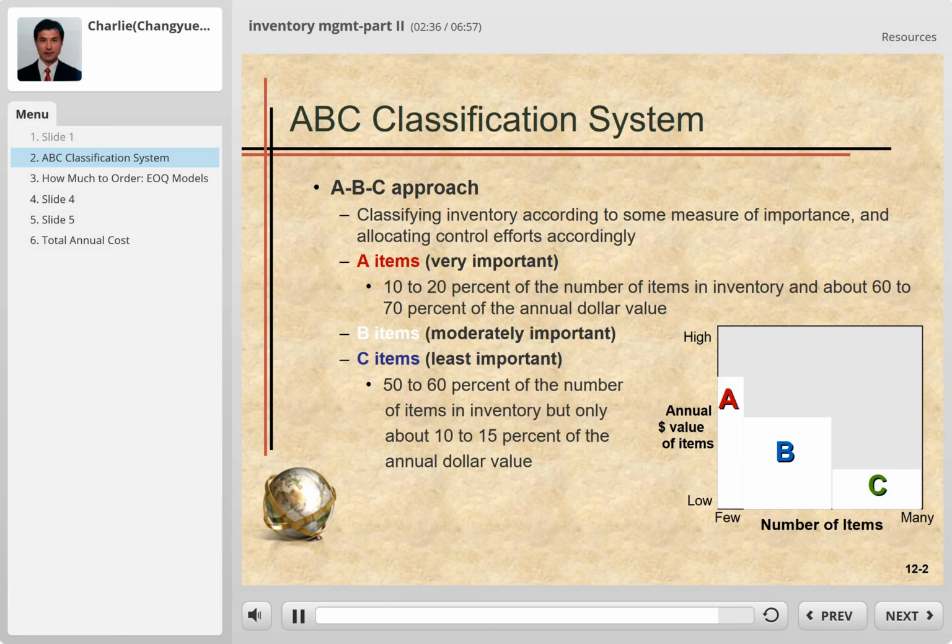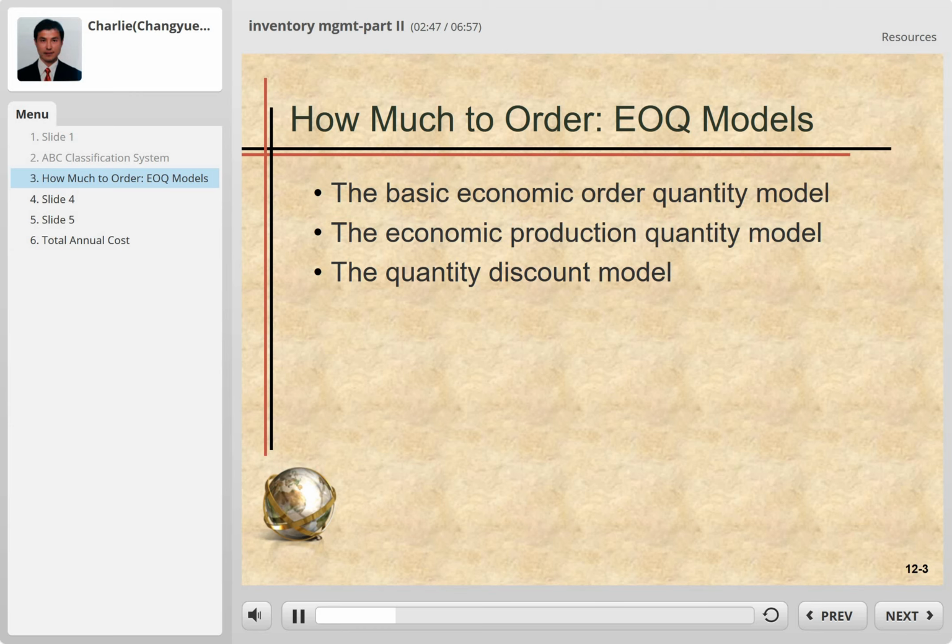So other than this intuitive ABC model, which usually works just fine, we can further improve inventory management by using more effective models. In this class, we're going to start with the classical model, the economic order quantity model, or EOQ model. Then we can further introduce the economic production quantity model. At last, we're going to incorporate quantity discounts into the models.